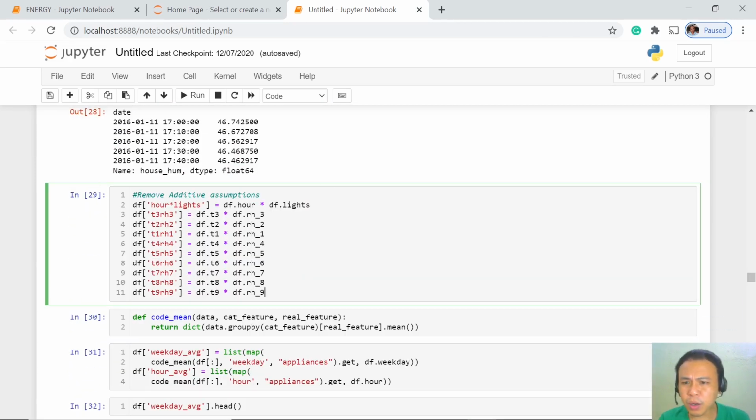So in this part of our project, we removed the additive assumptions for the reason that we could not actually say that hour has nothing to do with lights and T3 has nothing to do with RH3, because in fact, there's an interaction between them. Although RH3 is an independent feature or variable, and also T3, but then, as mentioned, there is always an interaction between them. So with that interaction, we have to always show that in our model.